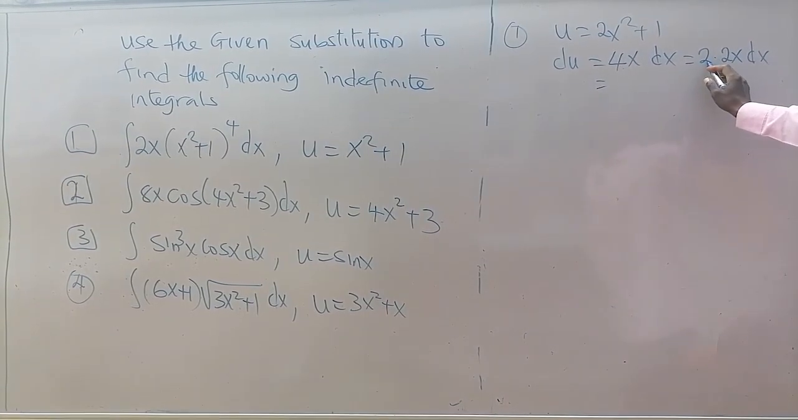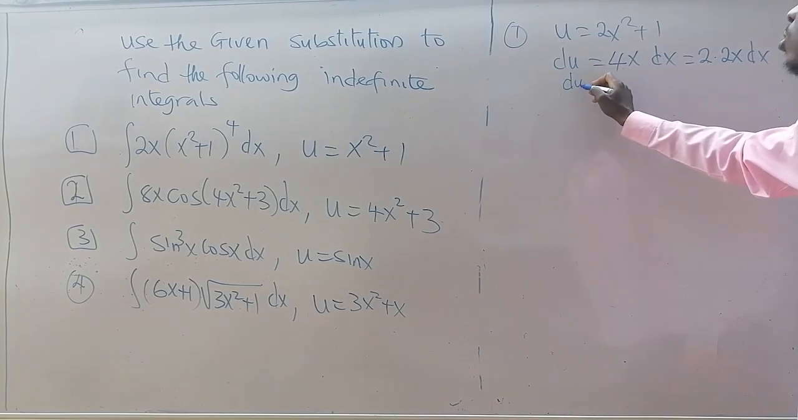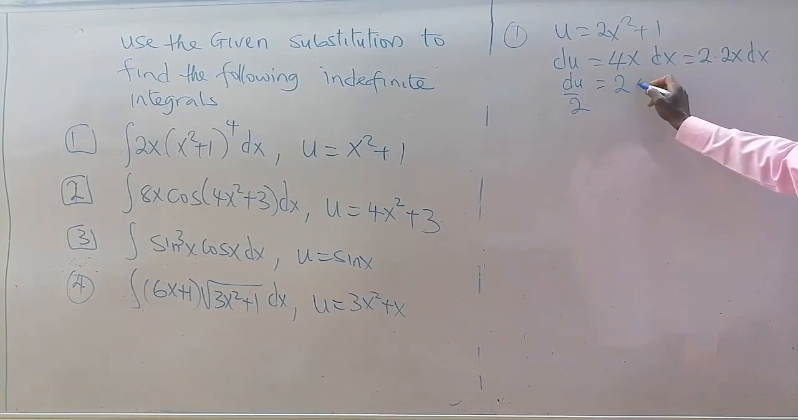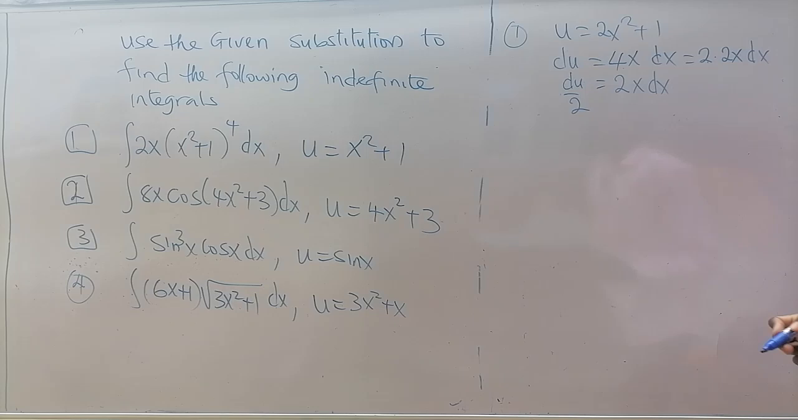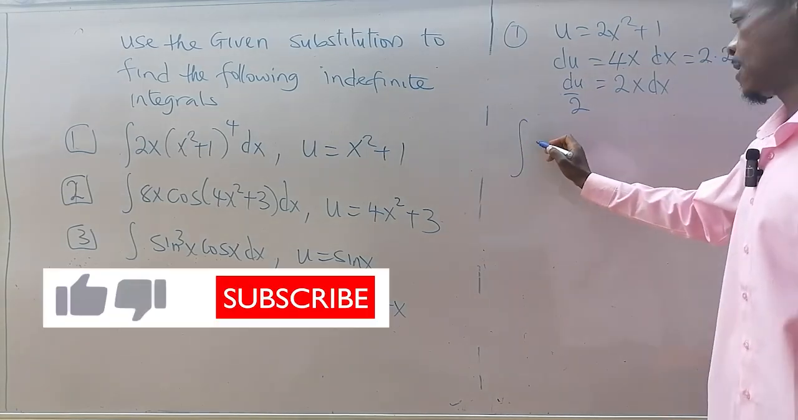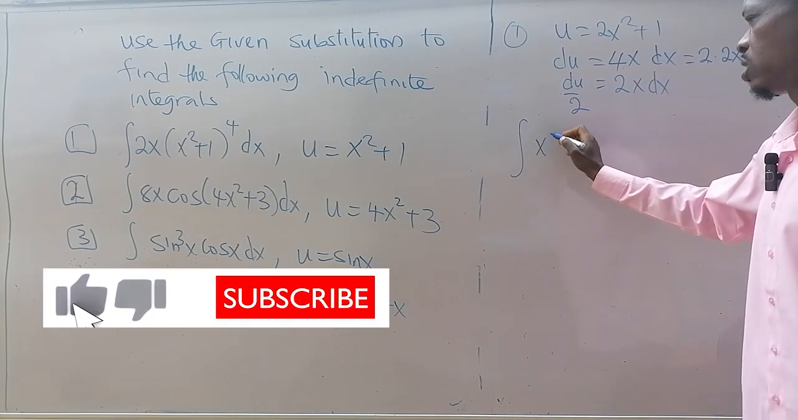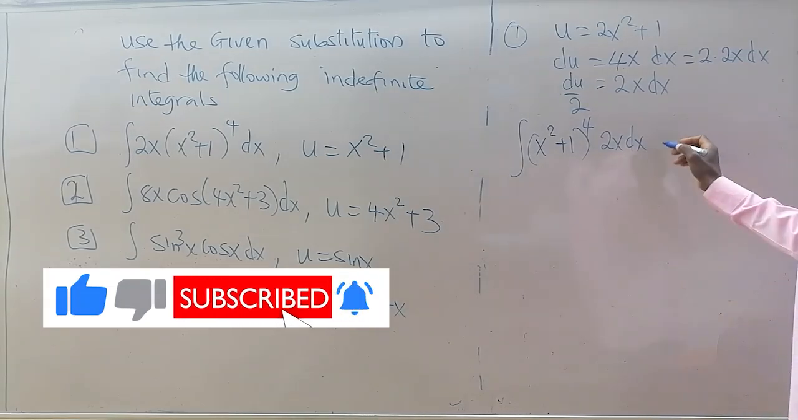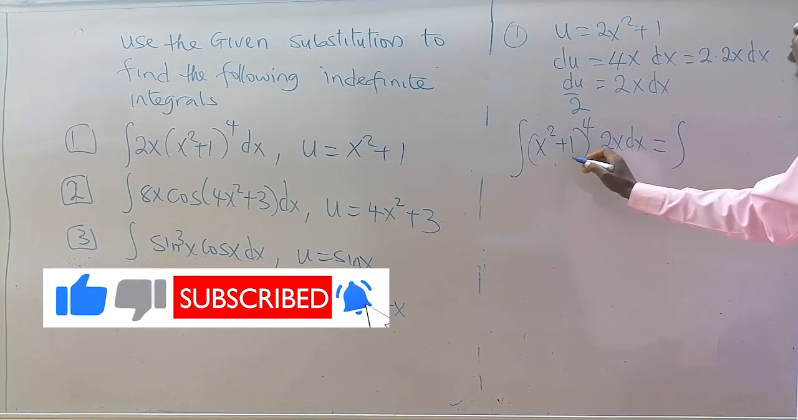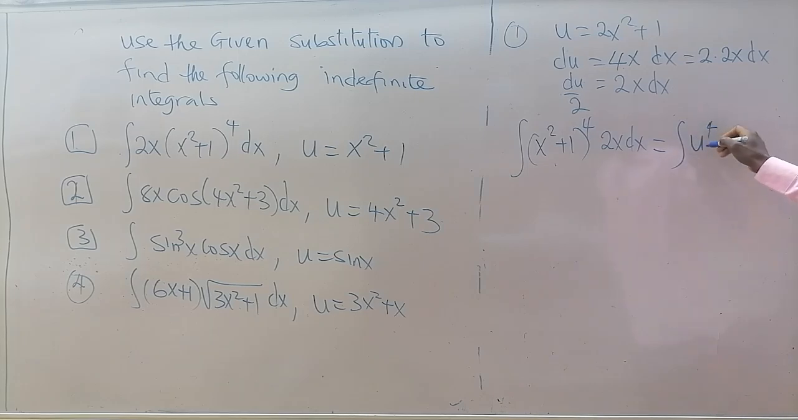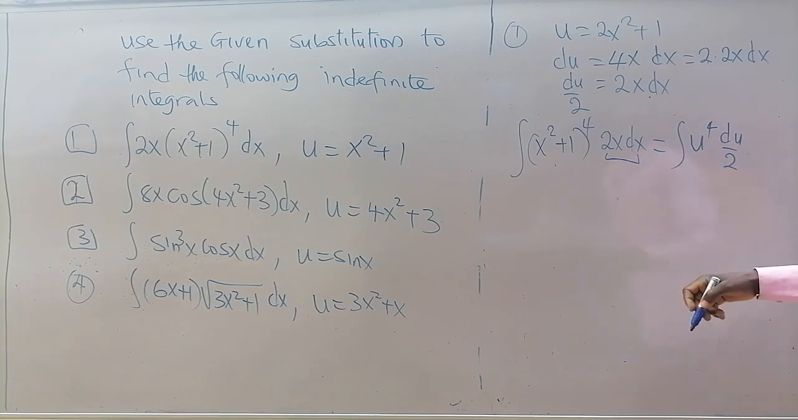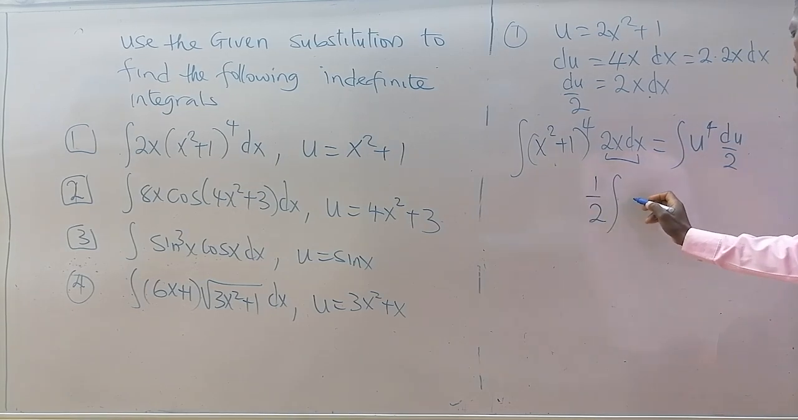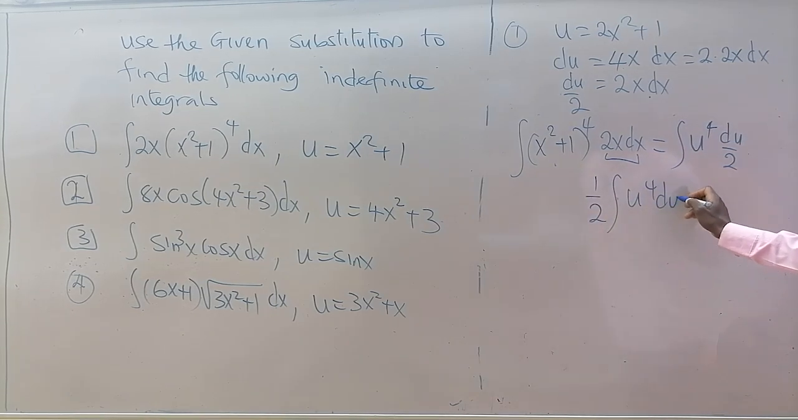Remove the 2 from this place. That will be du over 2 is equal to 2x dx. Then our question will now become this one, then 2x dx. So that will be equal to u to the power 4, and this one is du over 2. Then we can take the 2 outside, and that will be equal to half integral u to the power 4 du.